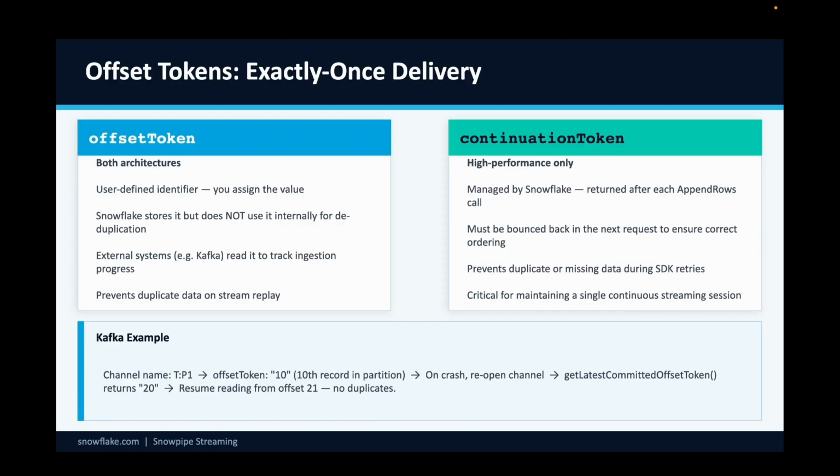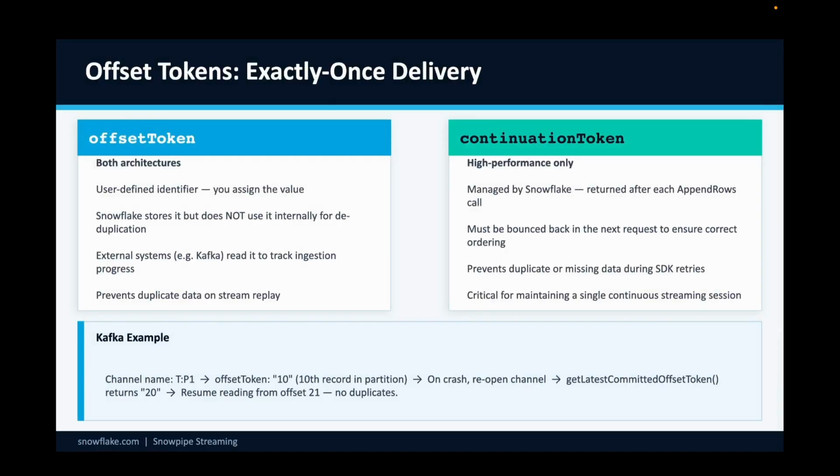It is managed by Snowflake and returned after each append rows call. It must be passed back in the next request to ensure correct ordering is maintained. It prevents duplicate or missing data during SDK retries. It is critical for maintaining a single continuous streaming session.